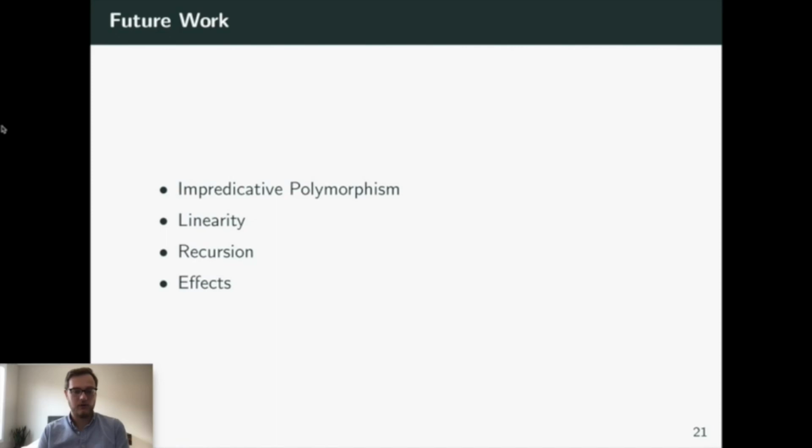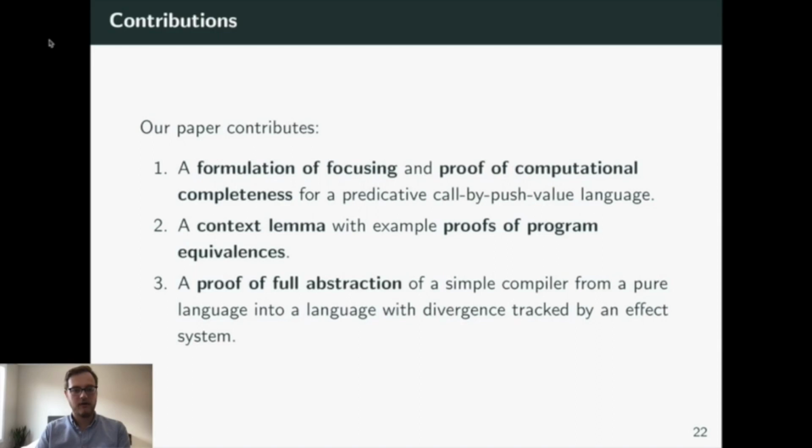To recap, our paper contributes a few things. First, we formulate focusing in a call-by-value language with predicative polymorphism, and we provide a proof of the computational completeness theorem. Then we prove a context lemma and show that it's useful in turn to prove various program equivalences like the one we saw today. Finally, we show that focusing can be used to prove compositional compiler correctness properties like full abstraction, and we do this for a simple compiler from a pure language into a language with a simple divergence effect that's tracked by an effect system.